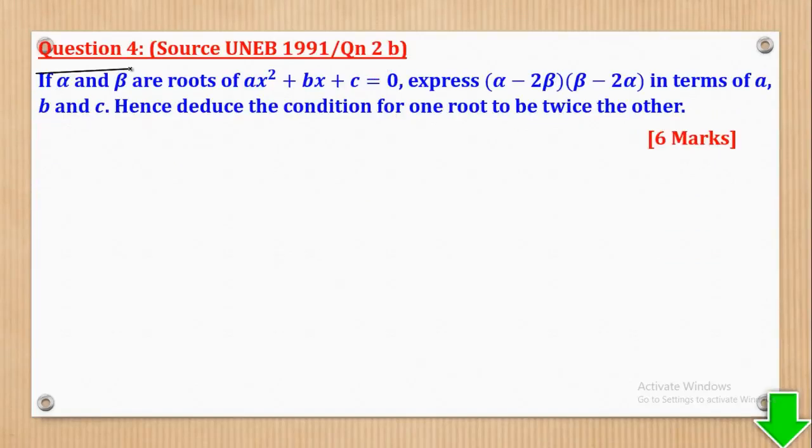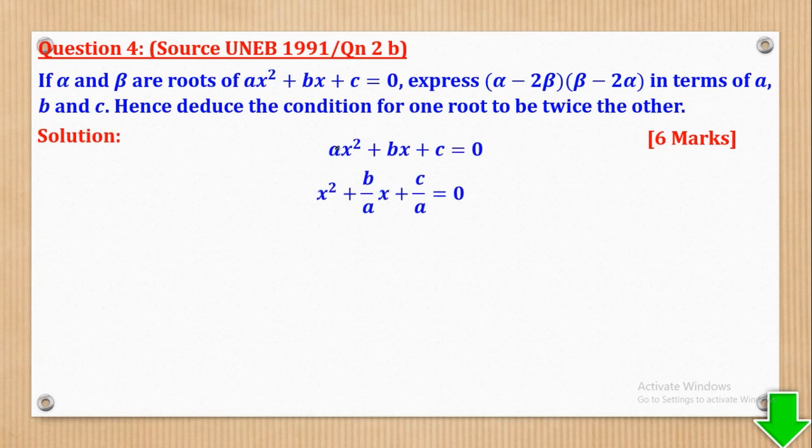So now we shall go to question 4, which came from UNEB 1991, paper 1, question 2b, and says, if alpha and beta are roots of this, express this in terms of a, b, and c, and hence deduce the condition for one root to be twice the other. So this is what we have. Make the coefficient of x squared equal to positive 1, then get the sum of roots and product of roots.